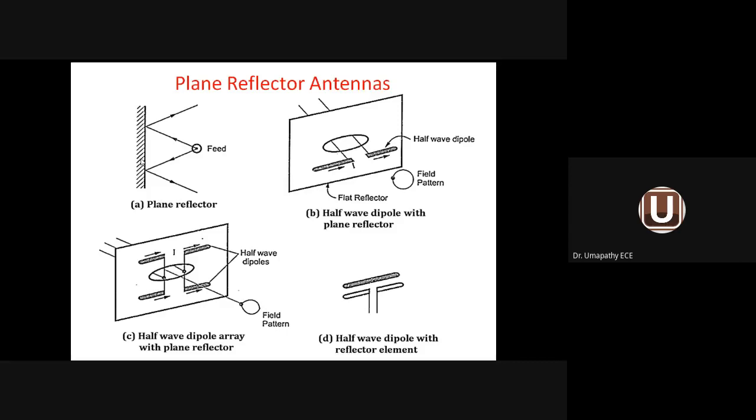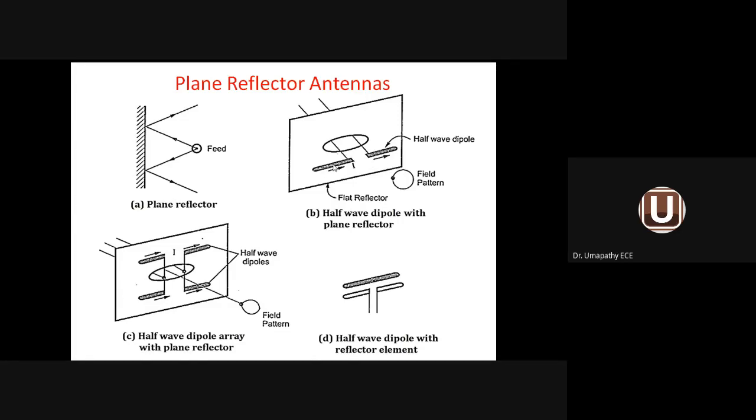But what type of reflector? Since I'm using a plane reflector, it is called plane reflector antenna. It is radiating energy by means of reflection, by receiving the energy from the feed element and then radiating into the free space. See the second diagram.